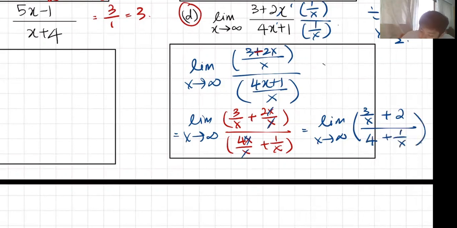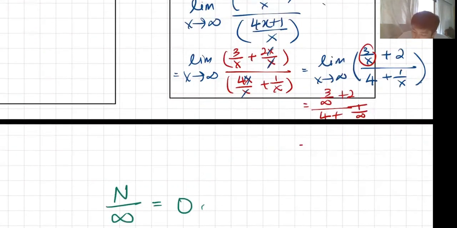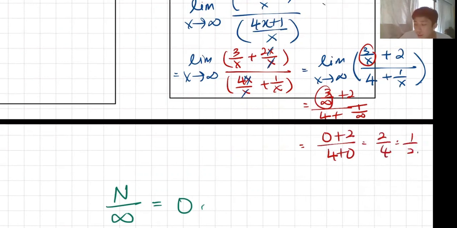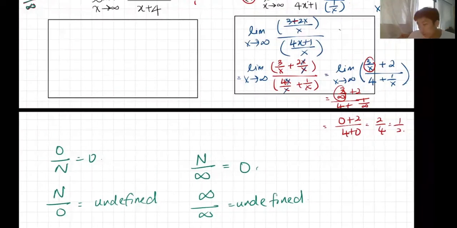Okay, now I've arrived at this stage. Why do I want this stage? Because I know I'm going to substitute infinity later. Once I substitute infinity, these two will become 0, because I told you anything divided by infinity will give you 0, except for infinity divided by infinity. So I substitute now: 3 divided by infinity plus 2, divided by 4 plus 1 divided by infinity. Then this gives 0 plus 2 over 4 plus 0. It's 2 over 4, which equals 1 over 2. I simplify.